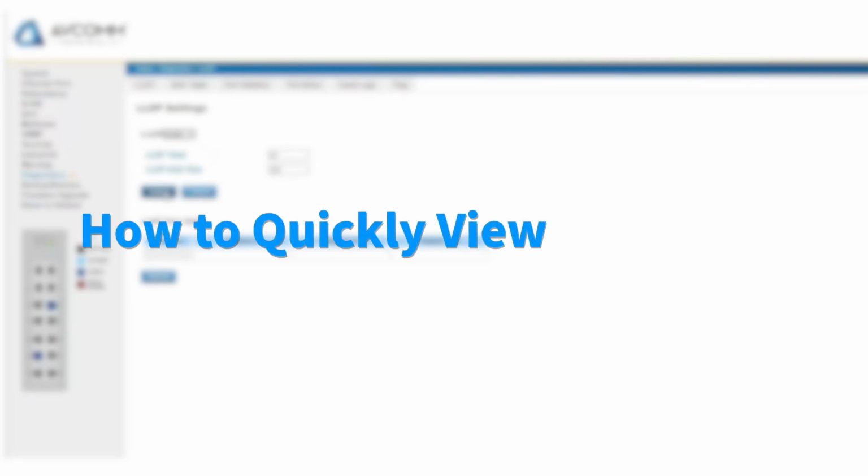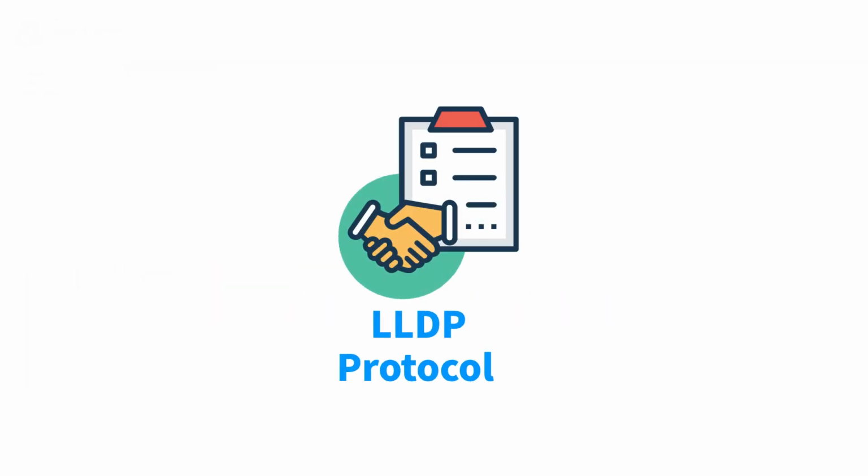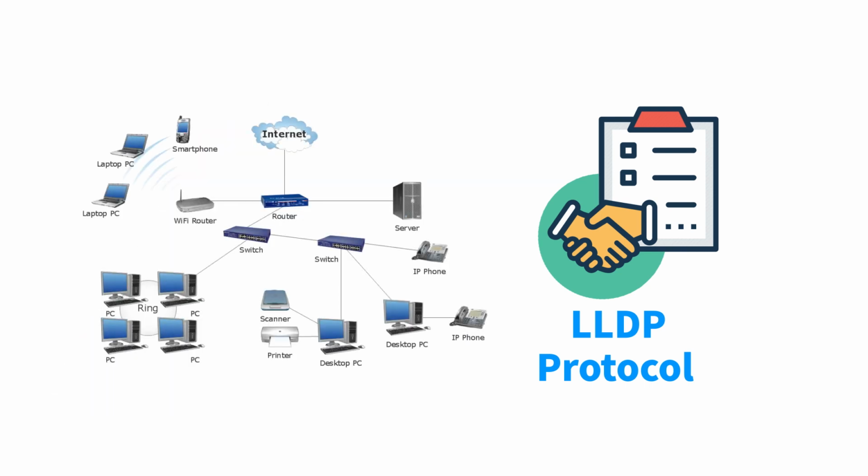Stay tuned and learn how to view the locally connected devices information on your manageable Ethernet switch via LLDP. LLDP is a Layer 2 based protocol which can automatically identify the connection between network devices and local area network.